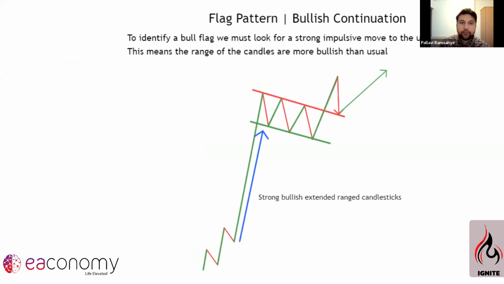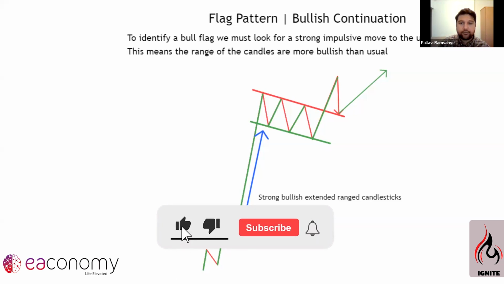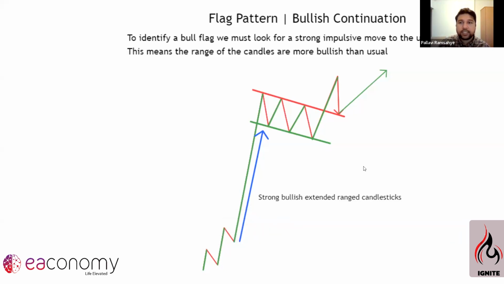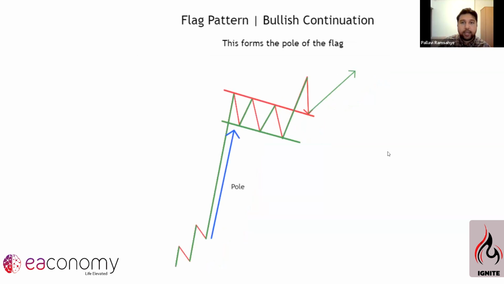With a strong impulsive move, especially for a bullish continuation pattern or a bullish trend, we're looking for fast, highly volatile moves in the market, just particularly to establish the pole of the flag. So it essentially means that the range of the candles are more bullish than usual. So you don't have any ranging or consolidation in the market. You have a long straight bullish movement in the market. So that's the first characteristic that we're looking for when we're looking for the bullish flag pattern. This then forms the pole of the flag, okay?